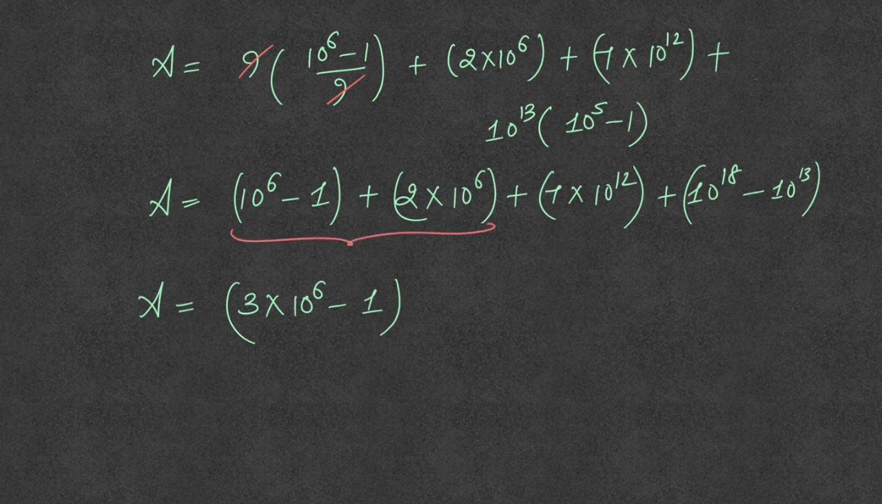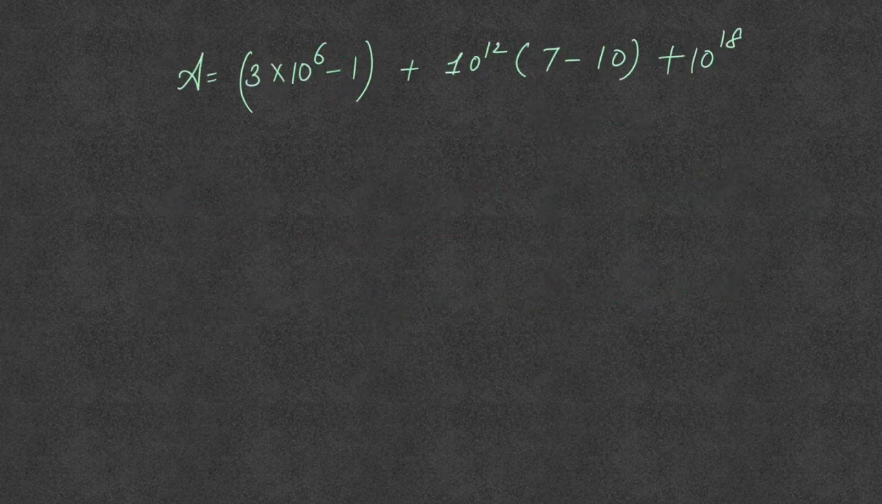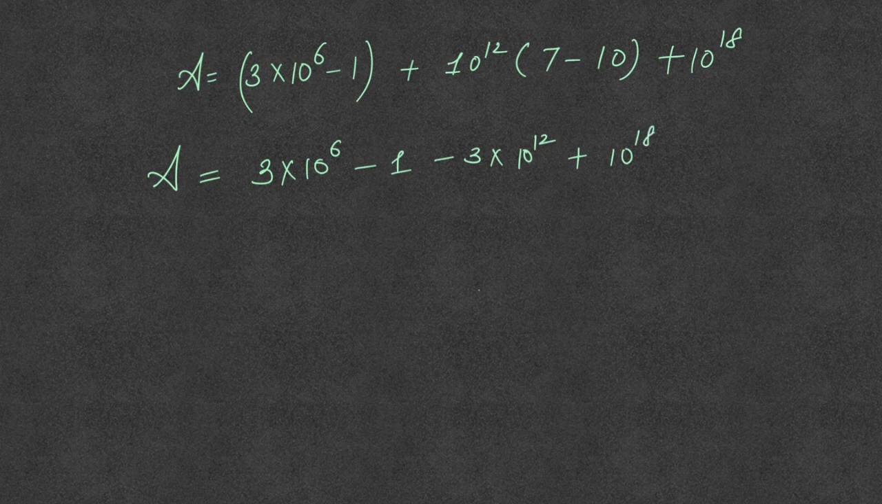After combining these two terms, it becomes this: 7 into 10 to the power 12 minus 10 to the power 13 in one bracket and 10 to the power 18 alone. After solving, taking 10 to the power 12 common, we get 7 minus 10 inside the bracket. 3 into 10 to the power 6 minus 1 minus 3 into 10 to the power 12 plus 10 to the power 18.